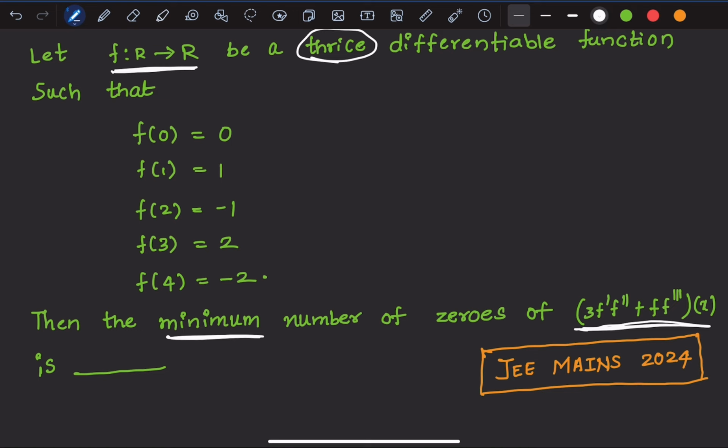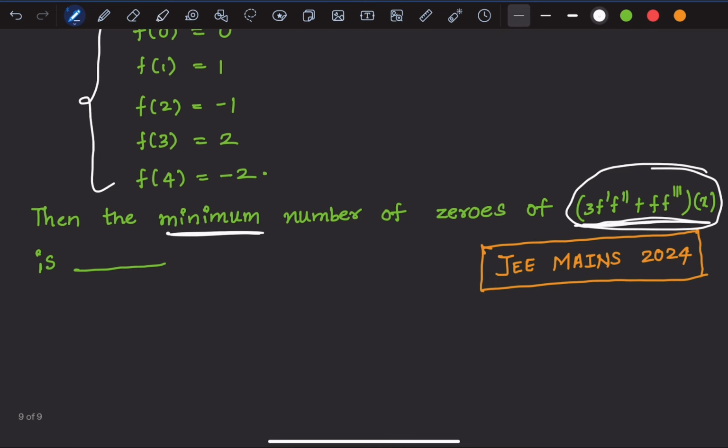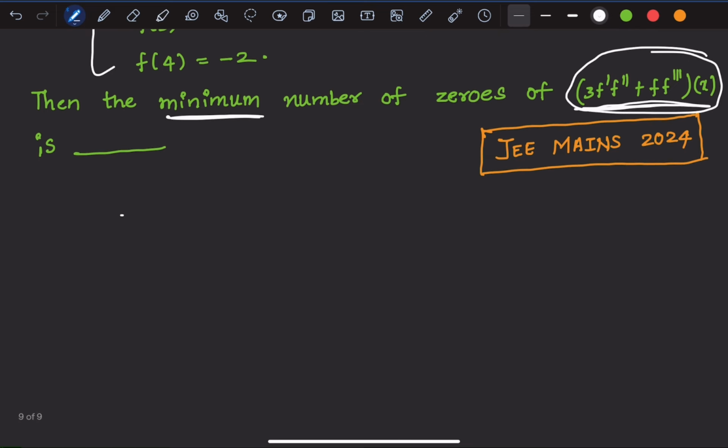Before dealing with these values, let us first consider this particular function and see what it is. You are given 3 times f dash and f double dash, where f double dash is the second derivative of f of x, plus f into f triple dash of x. This is the function given to you.